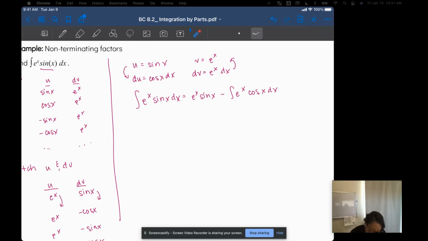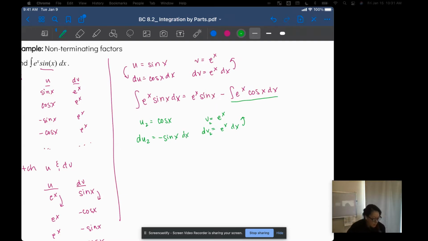And I'm looking, do these two integrals match? No, but maybe I'll take the integration by parts again for the integral of e to the x cosine x dx, and I'm going to set it up the same. u2 is equal to the trig function cosine x, and dv2 is going to equal e to the x dx. The antiderivative of e to the x is e to the x. And the derivative of cosine would be negative sine x dx.